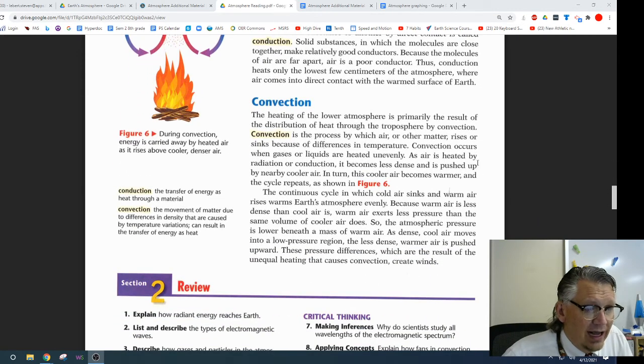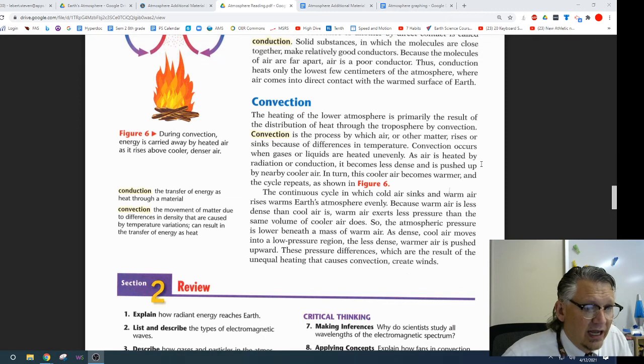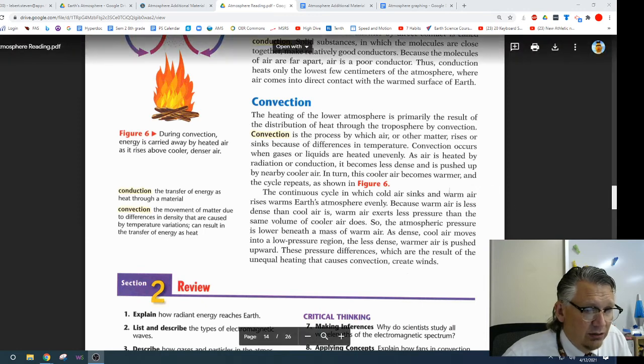Convection. The heating of the lower atmosphere is primarily the result of the distribution of heat through the troposphere by convection. Convection is a process by which air and other matter rises or sinks because of differences in temperature. Convection occurs when gases or liquids are heated unevenly. As air is heated by radiation or conduction, it becomes less dense and is pushed up by nearby cooler air. In turn, the cooler air becomes warmer and the cycle repeats. The continuous cycle in which cold air sinks and warm air rises warms the Earth's atmosphere evenly.